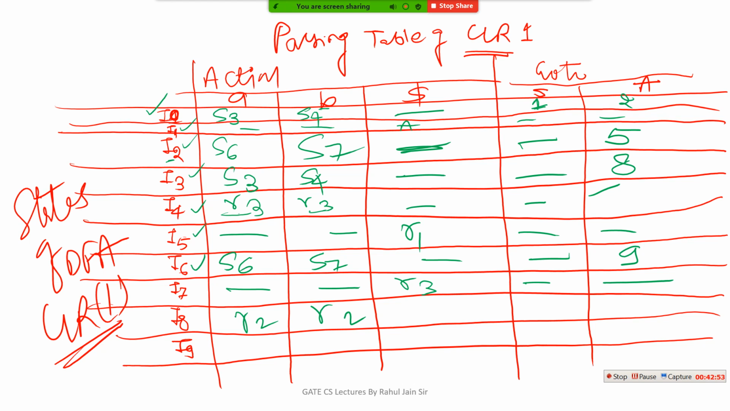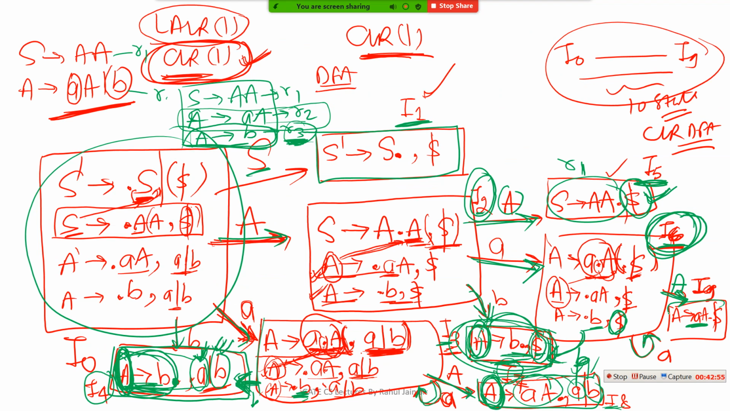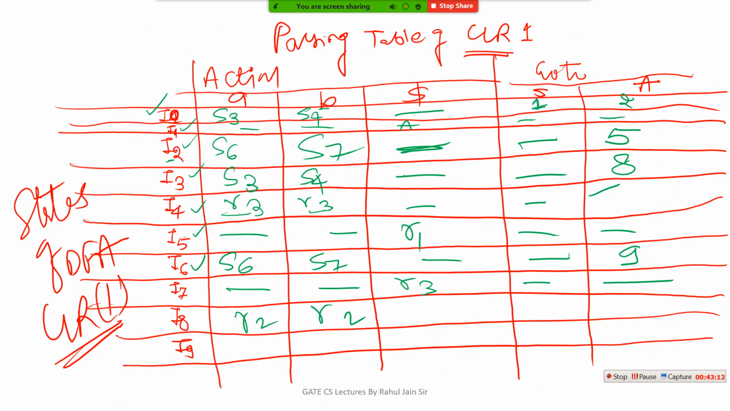Now let's come to I9. I9 is this step. Again it is equation number 2, that is R2. But this will reduce itself only on the dollar, because the look ahead of this A is only dollar. So I will write R2 here and leave other spaces blank. So this is the parsing table of CLR1.